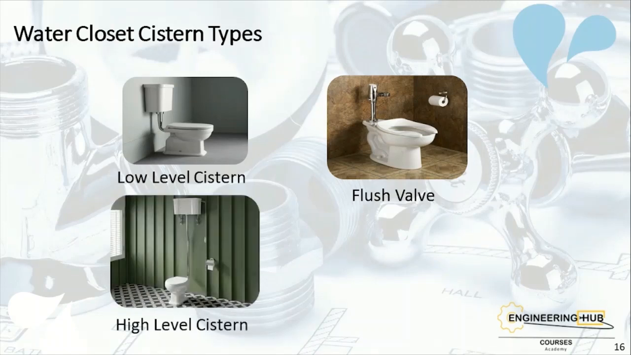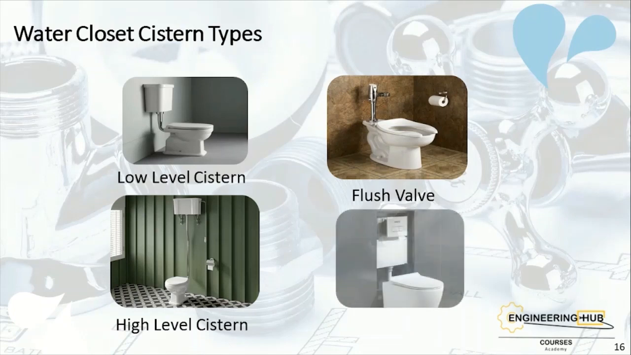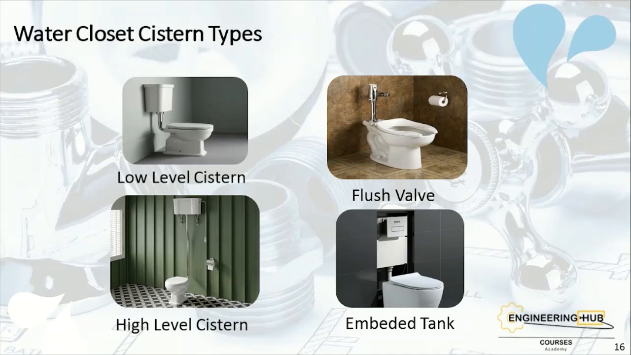The high-level cistern. We almost always use this type of cistern to prevent damage that can affect the cisterns, so maybe it's used in schools. And the last one is the embedded tank. This type has spread recently in a lot of luxury places and also in some rich houses, because of its cheap finishing, and that's why we use it.